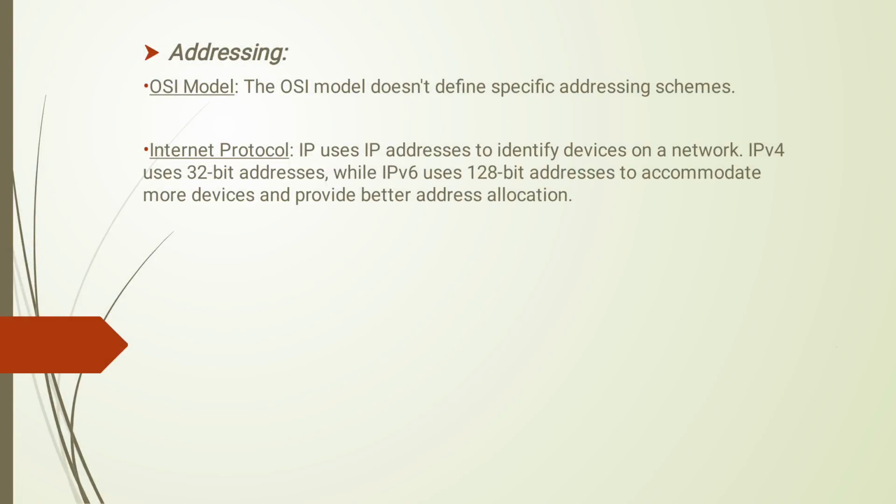And the addressing. The OSI model doesn't define specific addressing schemes, while the Internet Protocol uses IP addresses to identify devices on a network. IP version 4 uses 32-bit addresses, while IP version 6 uses 128-bit addresses to accommodate more devices and provide better address allocation.